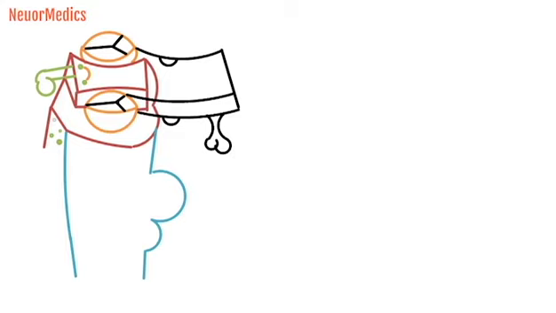The floor of the third ventricle is on the midbrain, and the right and left sides are covered by two thalami, and anteriorly there is the hypothalamus. As the floor of the third ventricle is on the midbrain, below the midbrain there is the pons. Below the pons there is the medulla oblongata, and then there is the spinal cord.